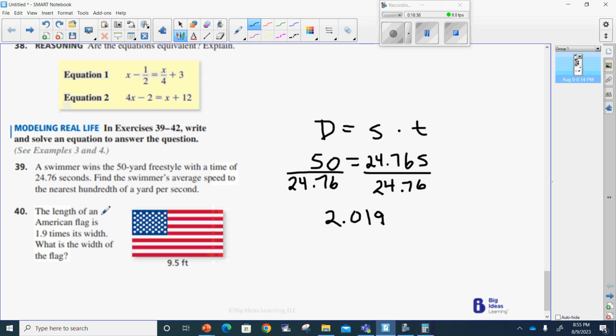I said to the nearest hundredth. Hundredth is here at this digit. So since this is bigger than 5, this is going to be 2.02. Well, this was in seconds, right? So yards per second. Because we're talking about speed. All right, so yards per second.